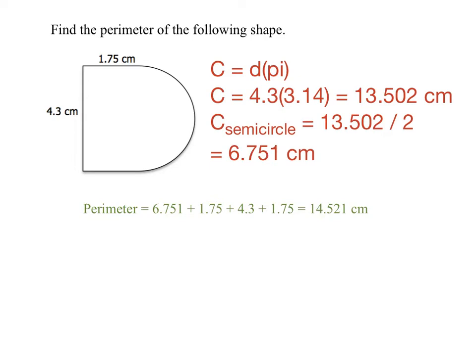Since we have at most 2 decimal places up here, I like to round the answer to match the most accurate measurement we had, which was 2 decimal places. So I round it down to 2 decimal places to make it 14.52.